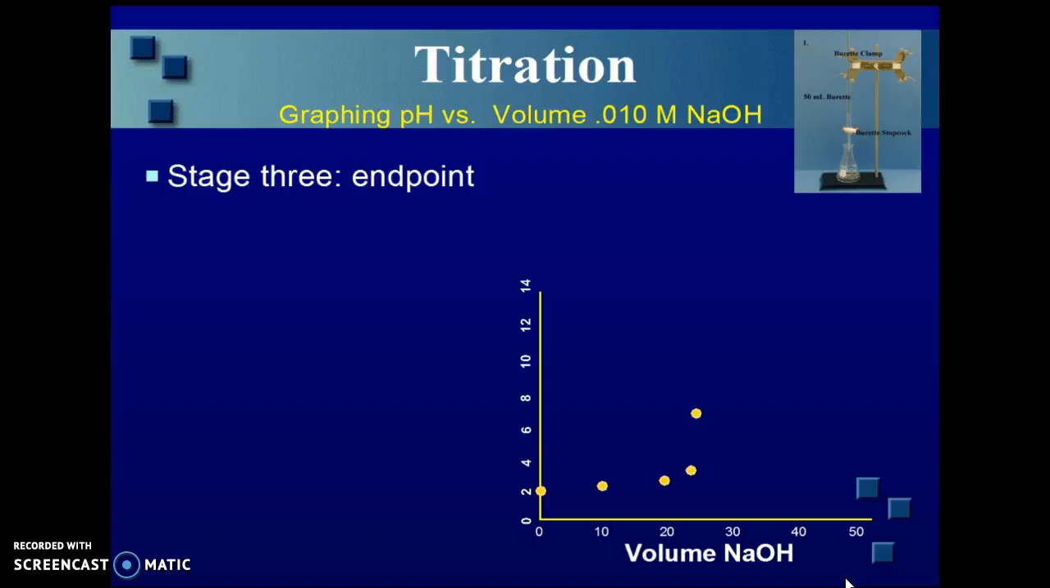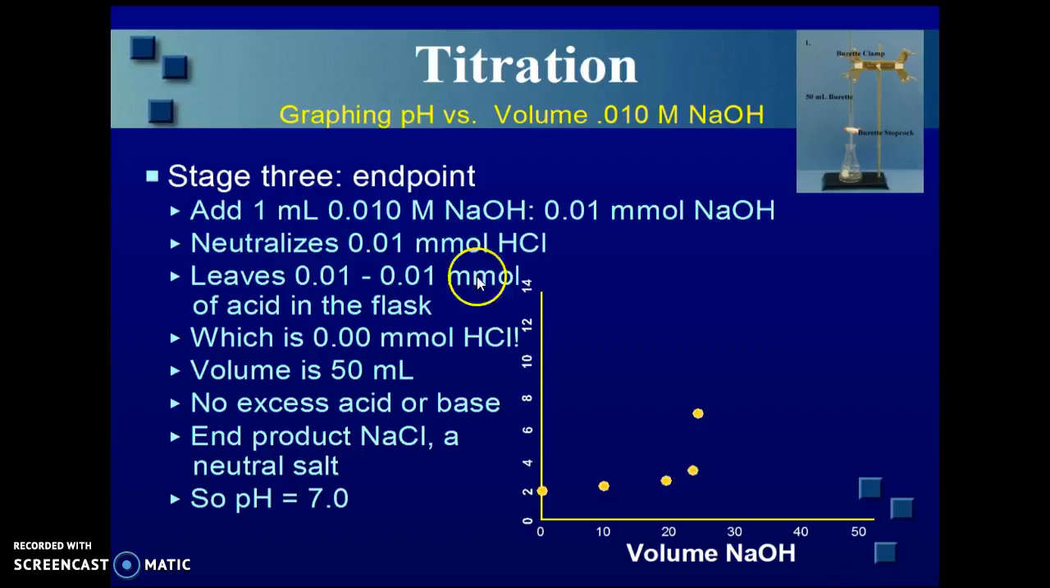At the end point, we'll call this the end point and equivalence point the same, we add the last milliliter that we need to neutralize the last 0.01 millimoles of the hydrochloric acid. That leaves no millimoles of hydrochloric acid in the flask. We only have the hydrogen ions that are contributed by the autoionization of water. The volume is 50 milliliters with no excess acid or base. We just have salt water, sodium chloride. Therefore, the pH must be 7 because this is a neutral salt that's left.